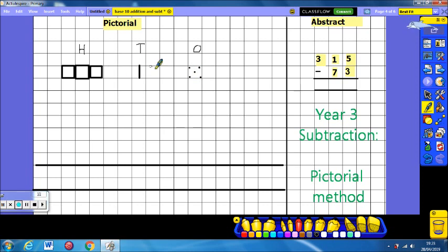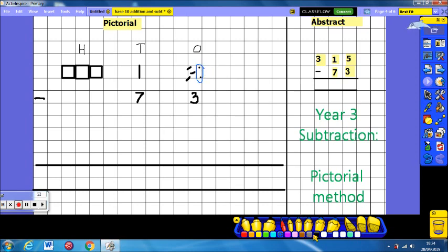So I've got 315. I now need to subtract, so I'm going to draw the subtraction symbol, 73. And for 73, we just make sure the 7 tens is in the tens column, and the 3 ones is in the ones column. Now I can start subtracting. So I need to take 3 away from 5. I'm going to cross them out as I go. So I'm going to take away 1, 2, 3.